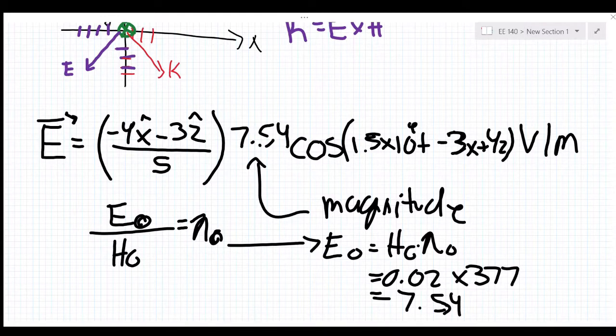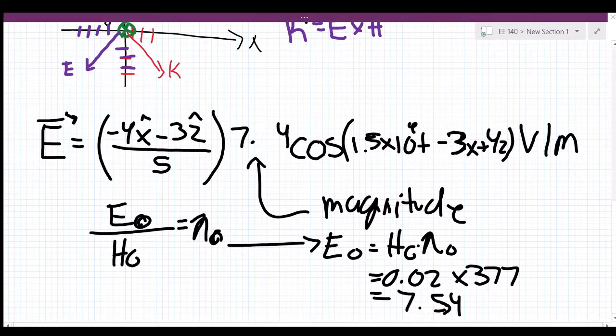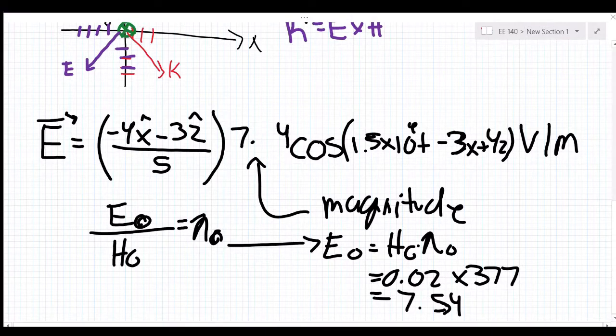So we're going to write this here. And that's it. That's our answer for our electric field given the H field.